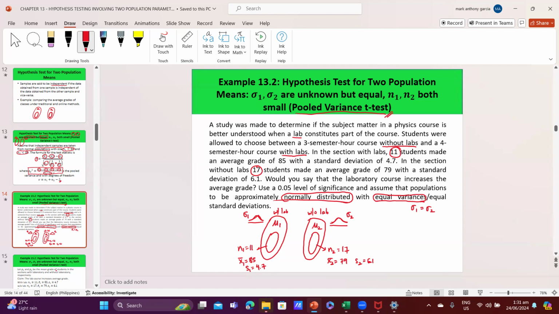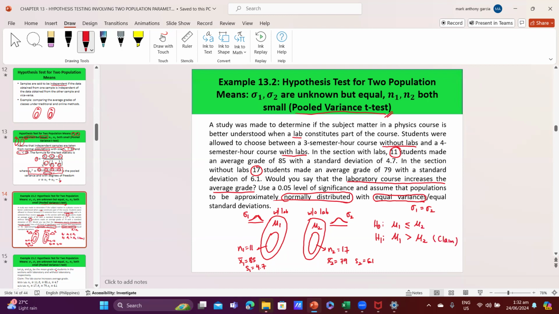So to test our hypothesis, the claim in this problem states that the lab course increases the average grade. Which means that the average grade from the classes with labs is higher than the average grade from the classes without labs. And since we're using the strict greater than symbol here, we put this in our alternative hypothesis. And our null hypothesis would be the complement of this, which is mu sub 1 is less than or equal to mu sub 2.